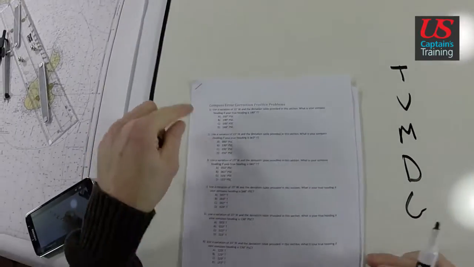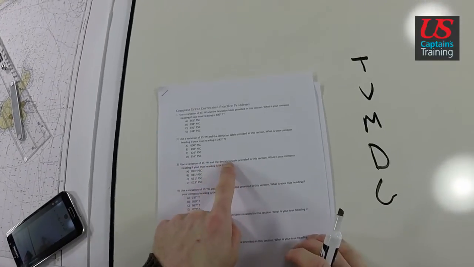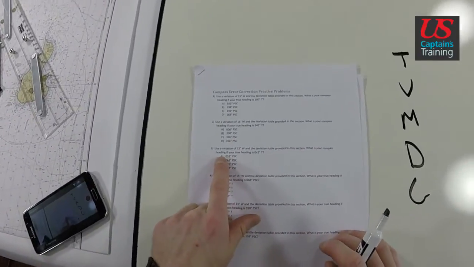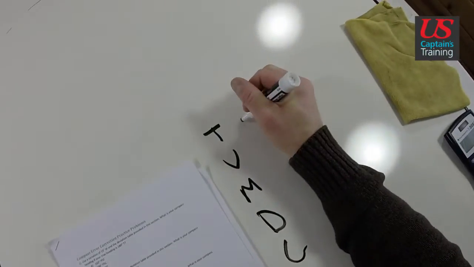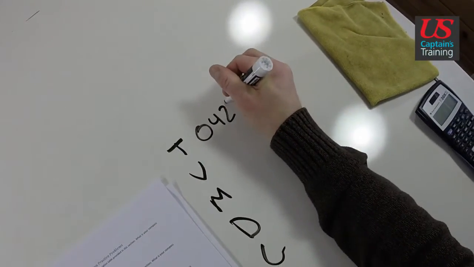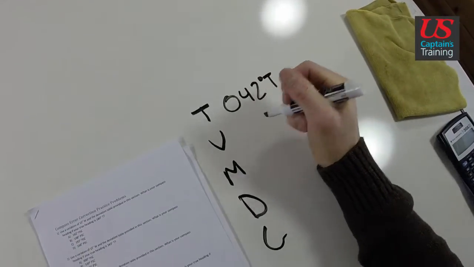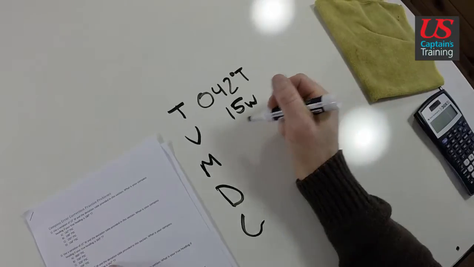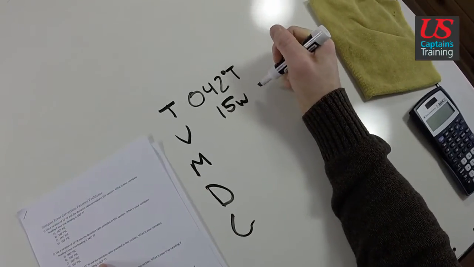TVMDC. Now let's check it out. Number 3, use a variation of 15 west and the deviation table provided in this section. What is your compass heading if your true heading is 042 degrees true? 042 degrees true. It's true. It always goes on top. Variation 15 west for our intents and purposes. And we can get magnetic. We're going down. We add west.